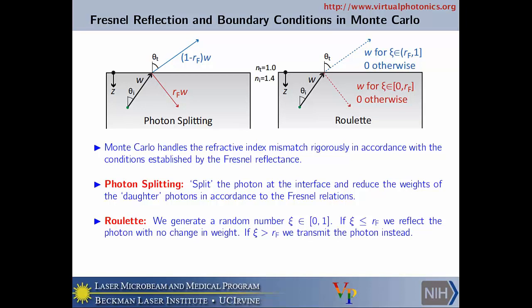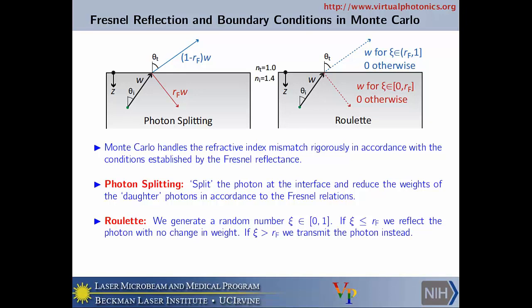You can do two things. One, you can say, okay, let me split the photon into two photons. Let the amount that should be reflected be internally reflected and continue its trajectory, but I will decrement the weight from W to the Fresnel reflectance times W, which is the portion of the light that's reflected. And then that can continue on its merry way and interact with the tissue again. And the balance of it, I'll allow it to be transmitted, and if there's a detector here and needs to be tallied, you can tally it there.